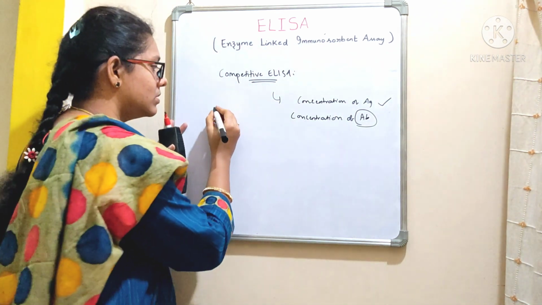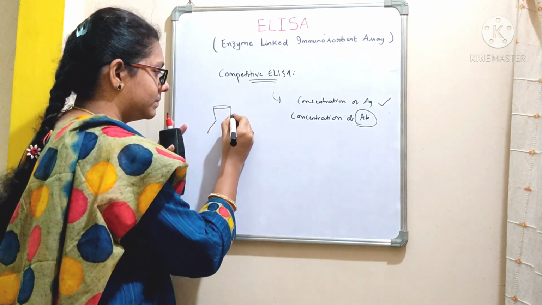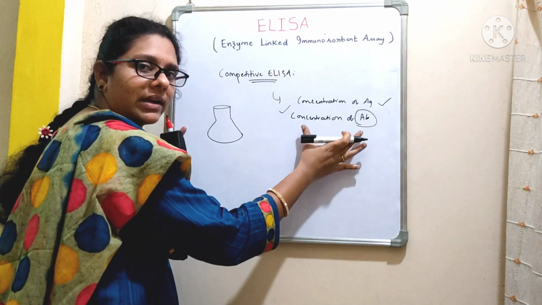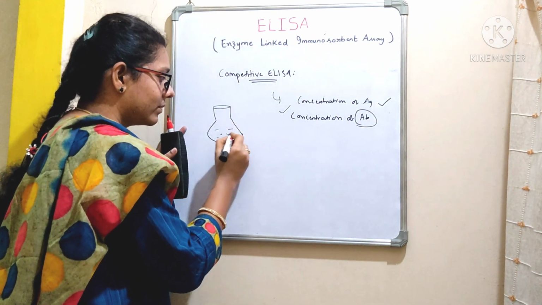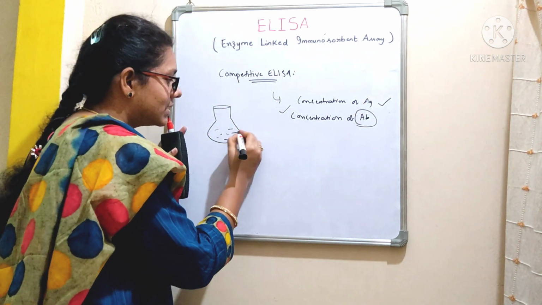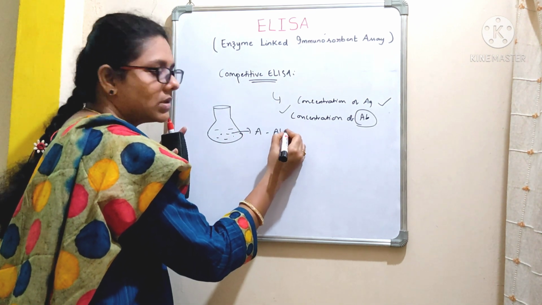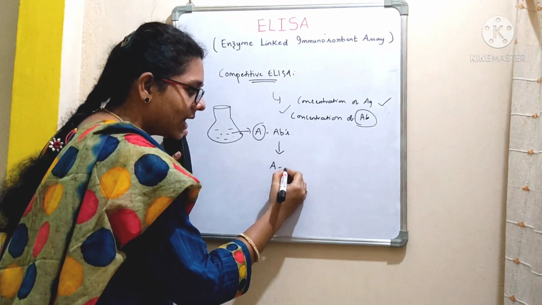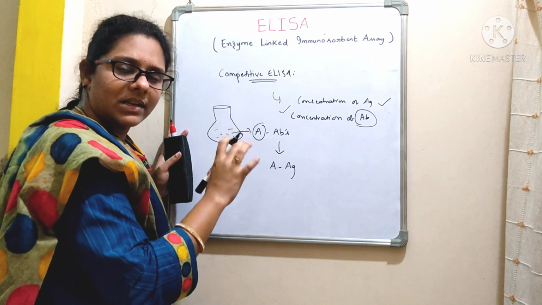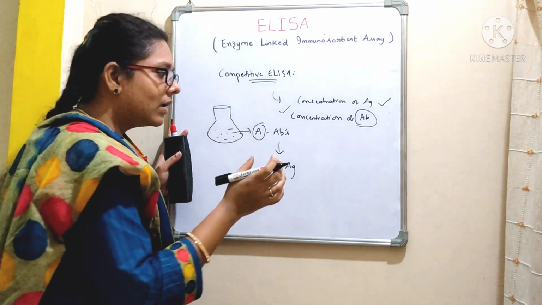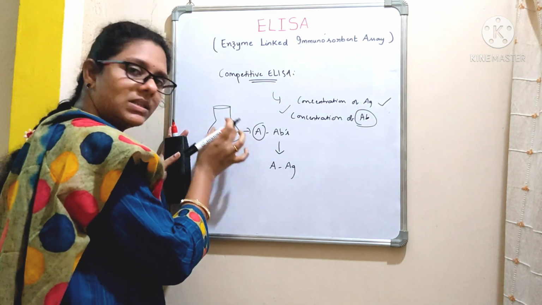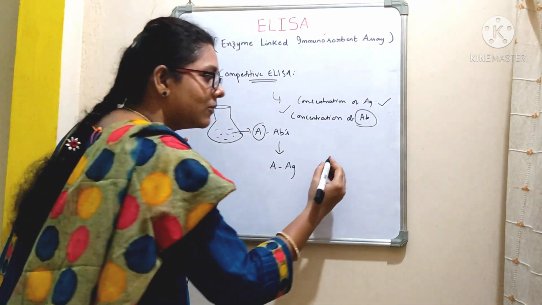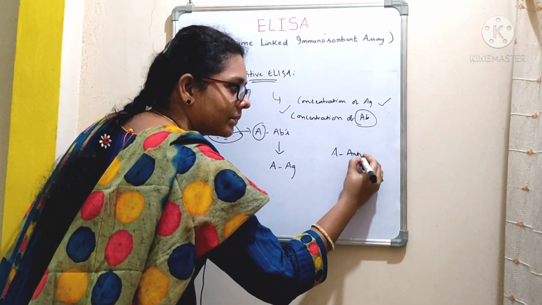Suppose we have a serum, and we need to detect the concentration of antibodies in this sera. This sera contains A antibodies. These A antibodies are always specific to A antigen, right? Antigen and antibody interactions are always specific, right? So this A antibody, which is present in the sera of a patient, is always specific to A antigen. For this reason we need A antigens.